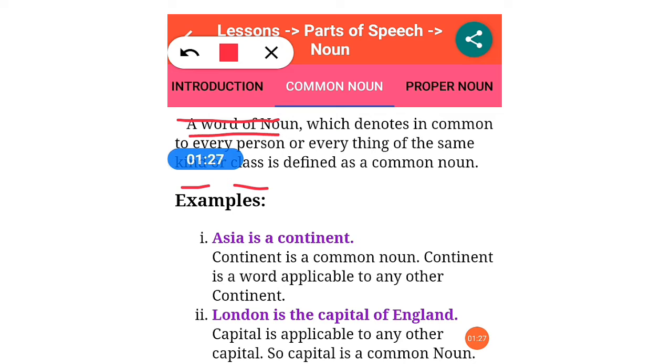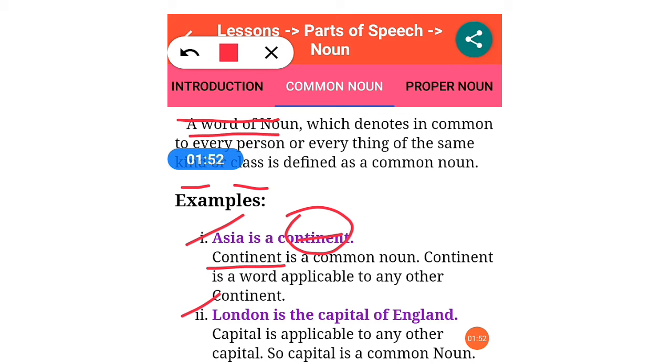Like see here, Asia is a continent. Continent is a common noun. There are various continents like Asia, Europe, Africa. So what is continent? Continent is a common noun. Continent is a word applicable to any other continent also.